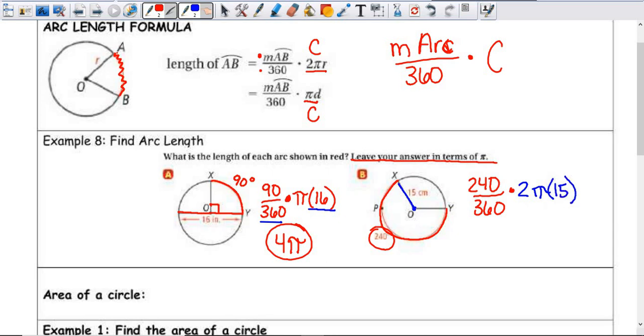When you go ahead and do this math, ignoring this pi, you actually get 20 pi. Because 240 over 360 simplifies to 2/3 times 30 is going to be 20. And then we tack that pi back on, so that would be our arc length.